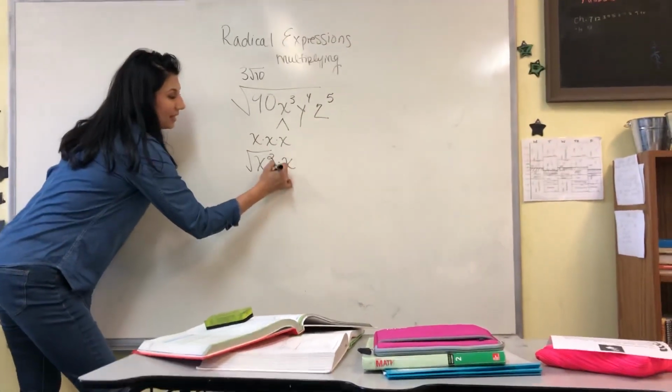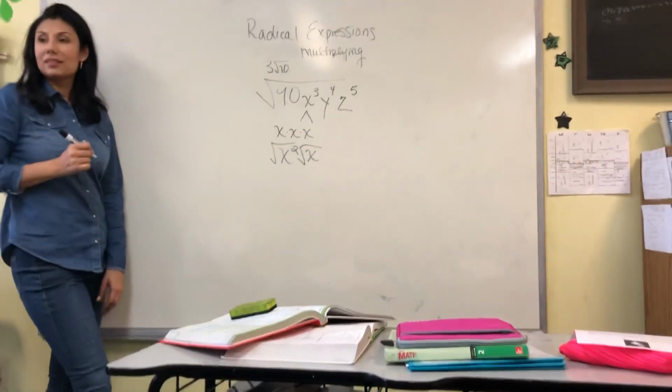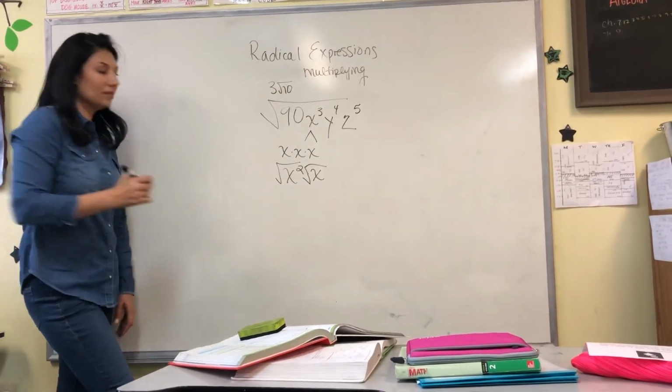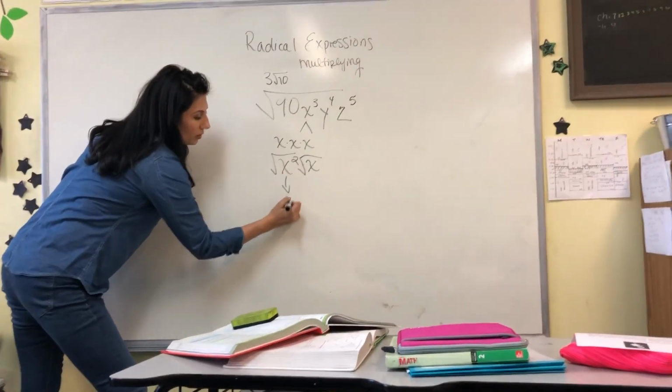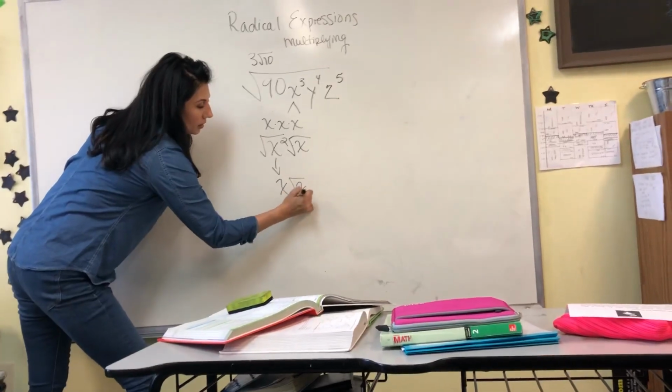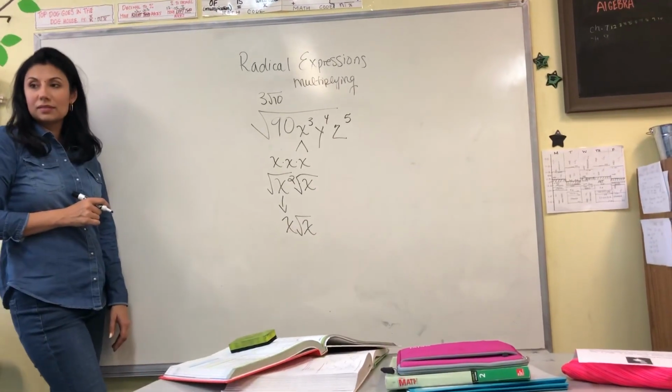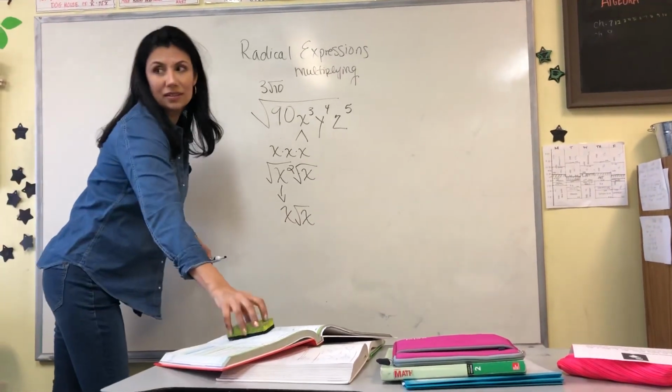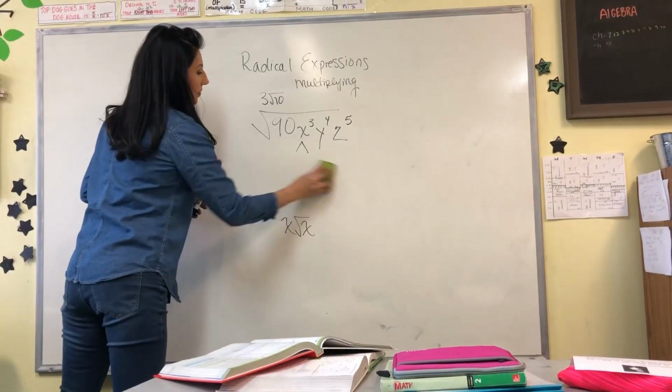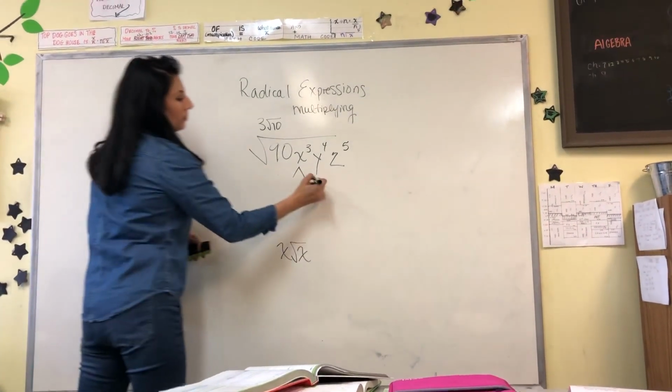If I had it like this, can I pull it out? I can. It's a perfect square. This turns into this. Do you guys see the connection? Okay. Let's do y.